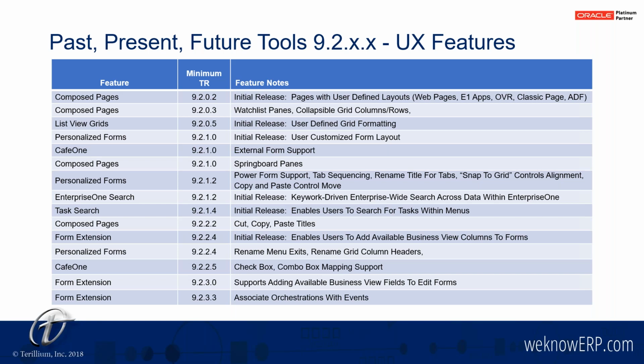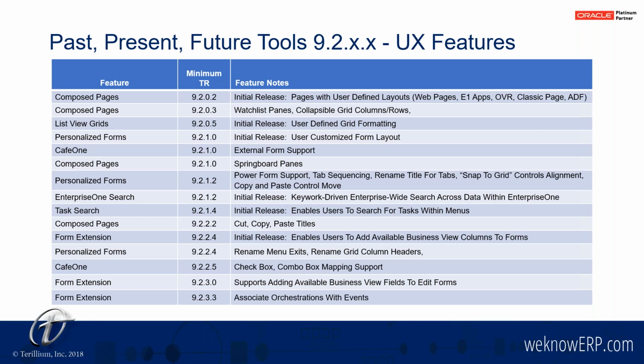Another feature with the UX One that I wanted to point out was form extensions. So those didn't come out until 9224, but they're very powerful. They allow the users to add available business view columns to forms. So things that used to have a developer do for you in the past, where you had some fields that were within the business view hidden in the table structure, but they weren't actively on the form showing. You'd have to have some development done just to get those visible in the grid or in the header. Now you can put those straight onto the header or the grid as an end user. So I'll show you guys how easy that is.